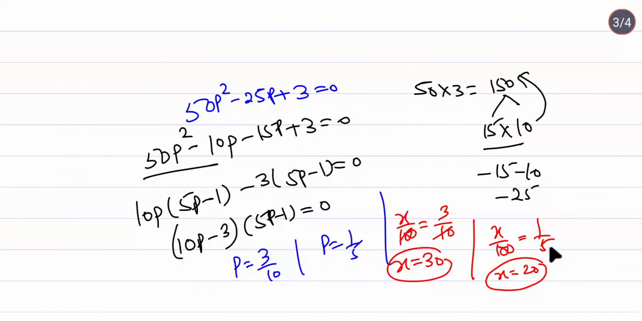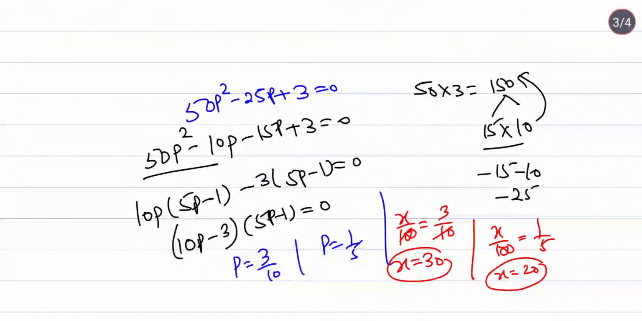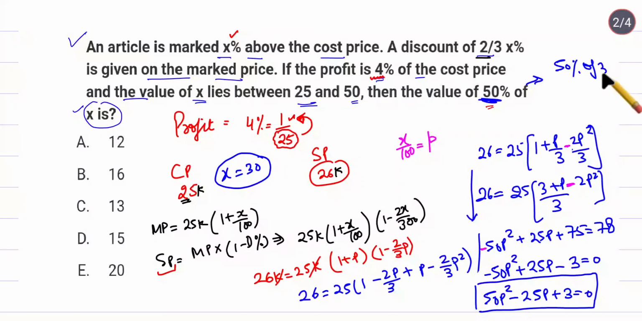Now the question says that x lies between 25 and 50. It means this is the accepted value, this is the rejected value, because x lies between 25 and 50. So my answer would be x equals to 30. But we have to find 50% of x. So 50% of 30 is actually 15. So 15 was the right answer. Option number D was there.